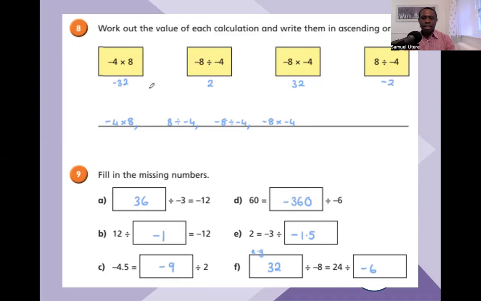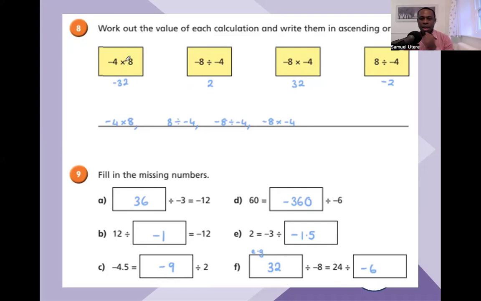To write them in ascending order, these numbers are merely there to help you put the numbers in ascending order. Ascending means starting from the smallest. So that one should be first. You can see it written there.